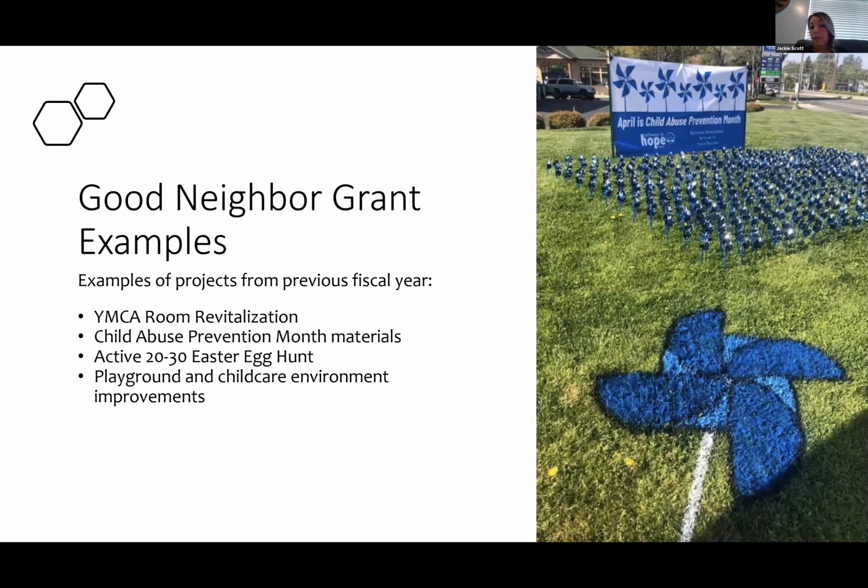We'll talk more about QCNS and how those funds interact with First Five later, but I just wanted to give an example of something that we have funded in the past, or a good example of what a Good Neighbor grant would cover.